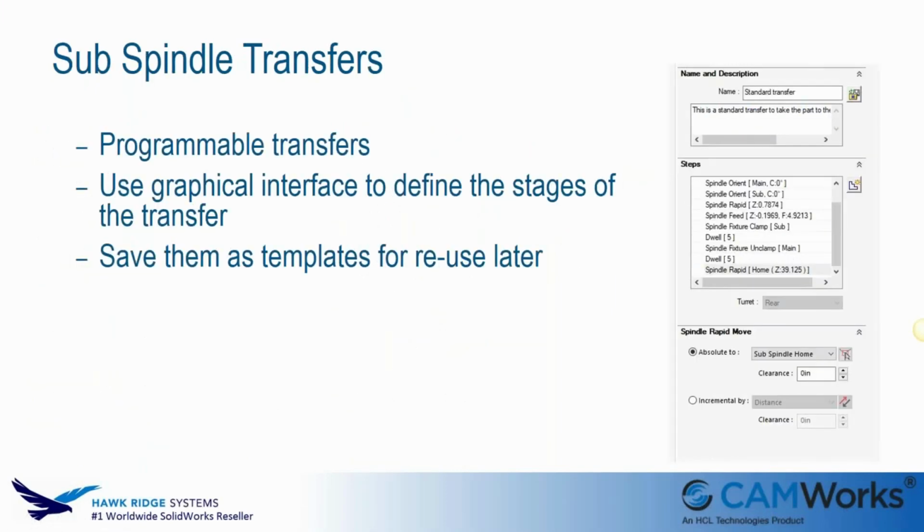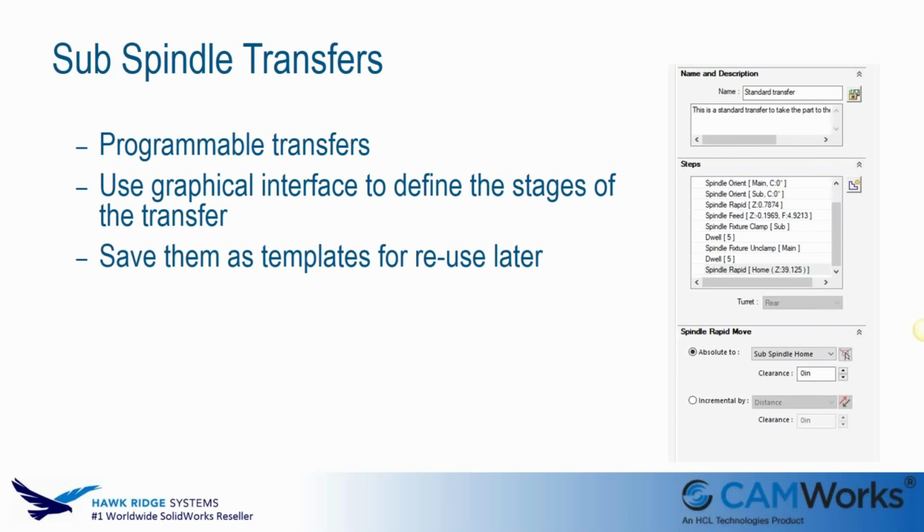So moving on to sub-spindle transfers. What we can do in CAMWorks is do all of the programming of the transfer exactly how we want it to operate using the sub-spindle operation. It's a graphical interface to define each of the stages that you want to happen during that transfer. For example, rapid the sub over towards the main spindle, feed it in towards the part, clamp down, unclamp the main spindle, retract back to the home position, and so on and so forth.